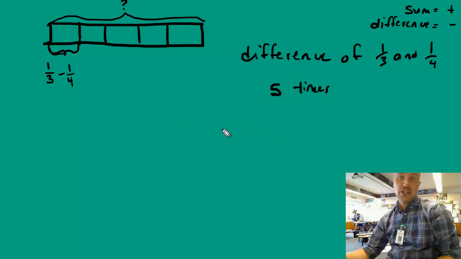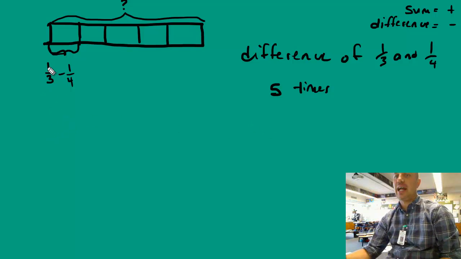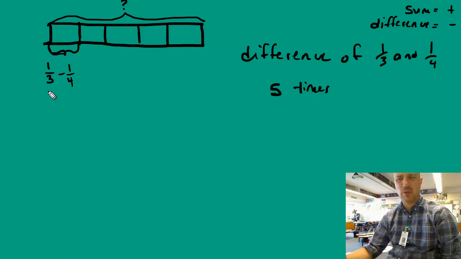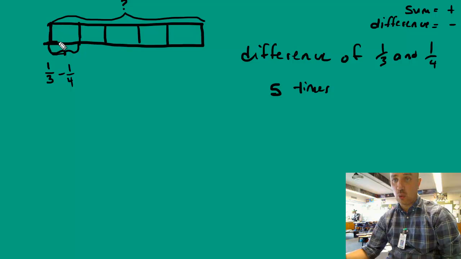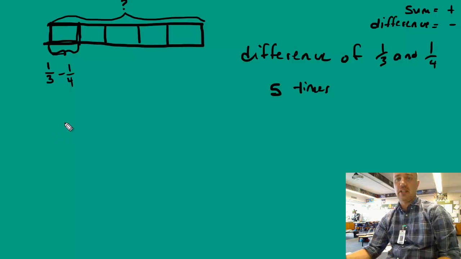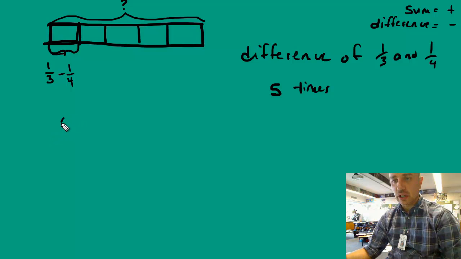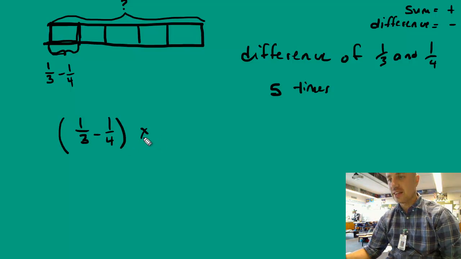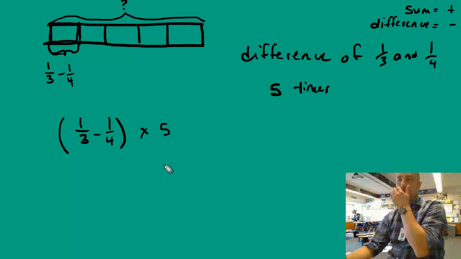So when I'm writing this numerical expression, I have to make sure that I'm doing this first. I don't want to take 1/4 5 times and then subtract that from 1/3. I don't want to take 1/3 5 times and then subtract 1/4. I need to figure out what one of these units is before I multiply that 5 times. So I'm going to denote that by putting 1/3 minus 1/4 in parentheses. And then I can multiply by 5.